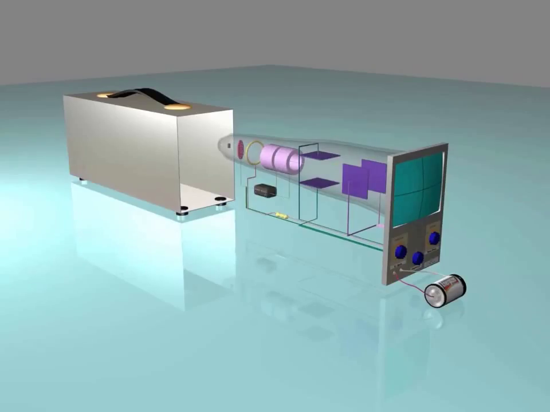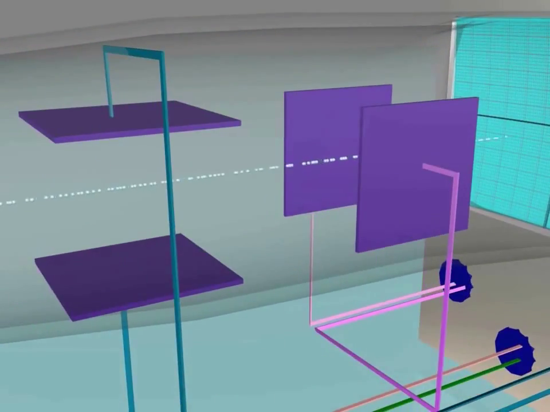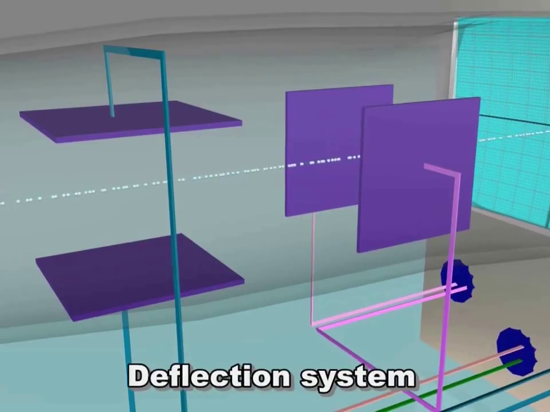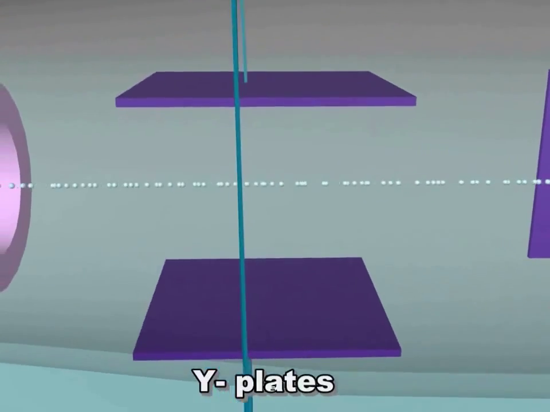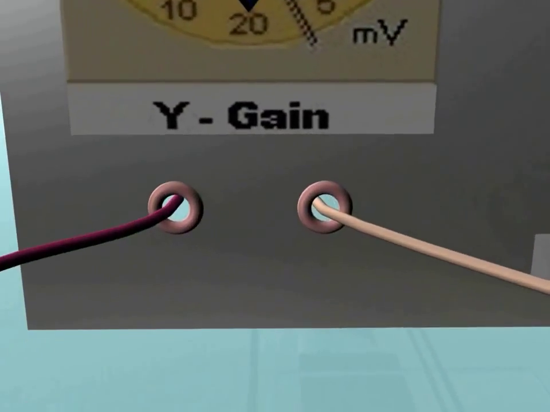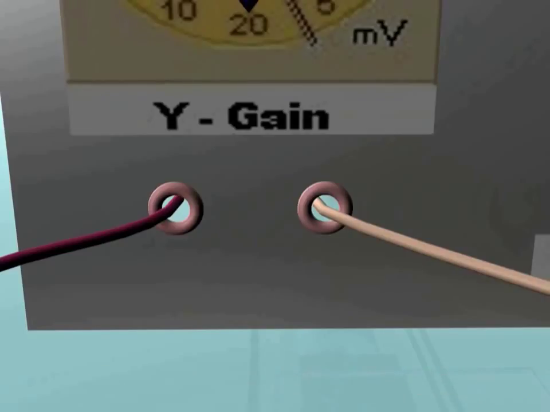The second part of the CRO is the deflection system, a system that is responsible for the deflection of the beam of electrons from its original straight line path. The deflection system consists of two parallel horizontal plates named the Y plates. The Y plates are electrically connected to the interface through two openings named the Y input. This is where we apply our signal, or the voltage to be drawn by the oscilloscope. The signal can be as simple as a DC battery, or as complex as sound captured by a microphone.